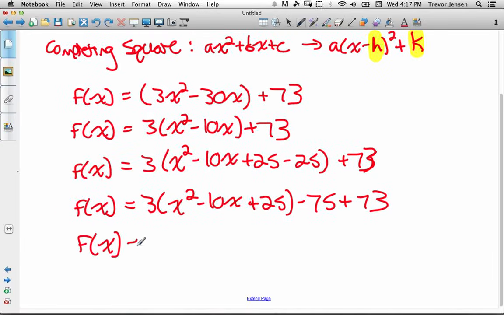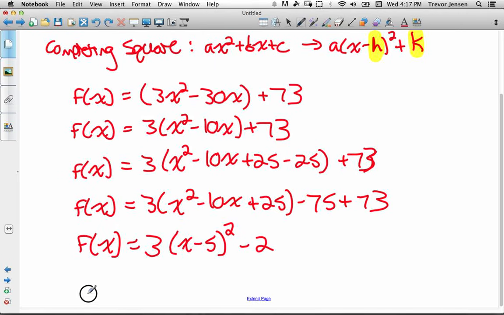Last step is we need to factor this quadratic in the brackets. And it's a perfect square trinomial, so it's going to factor nicely. The two numbers that multiply to 25 and add to negative 10 are negative 5 and negative 5. So that would give me x minus 5 times x minus 5, but I'll write that as just x minus 5 squared. Negative 75 plus 73 is negative 2.